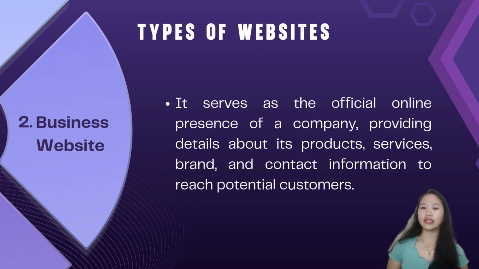The second one is business website. A business website represents a company's online presence, showing information about its products, services, and contact details. For example, when you visit Globe Telecom's website, you can read about their plans, promos, and customer services. In the Web3 era, these sites may use chatbots or AI assistants that respond instantly to customer concerns.